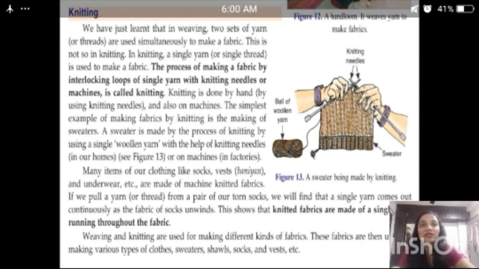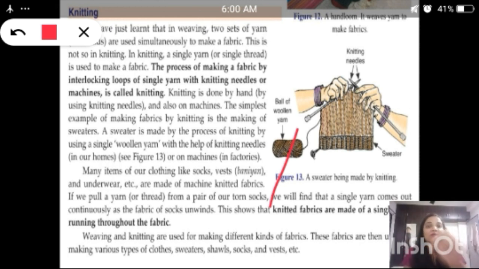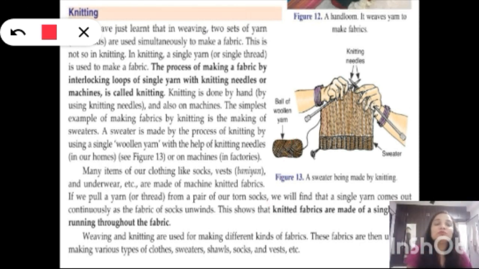Now the second one is knitting. In knitting we use needles. Knitting we have to do by hand only. There is no machine. With the help of your hand, you can use a single needle or double needles. You have seen your grandmother or your mama knitting sweaters and socks for the winter season. That is the knitting method.